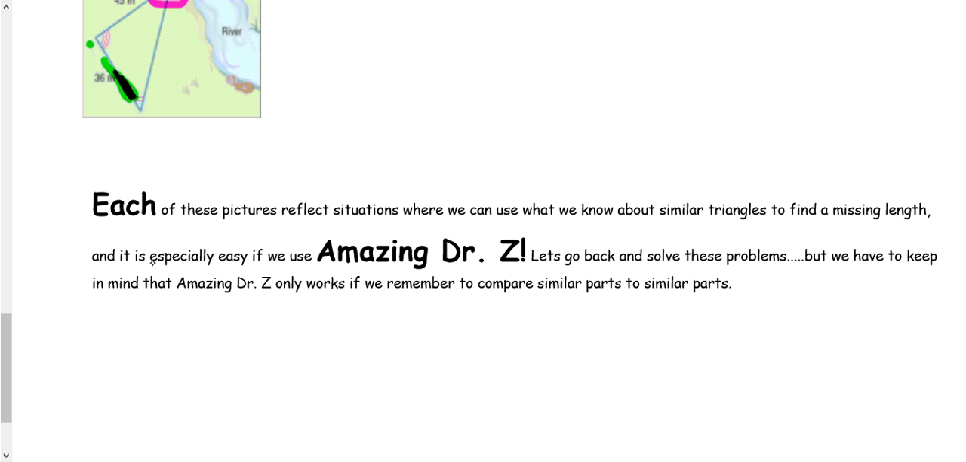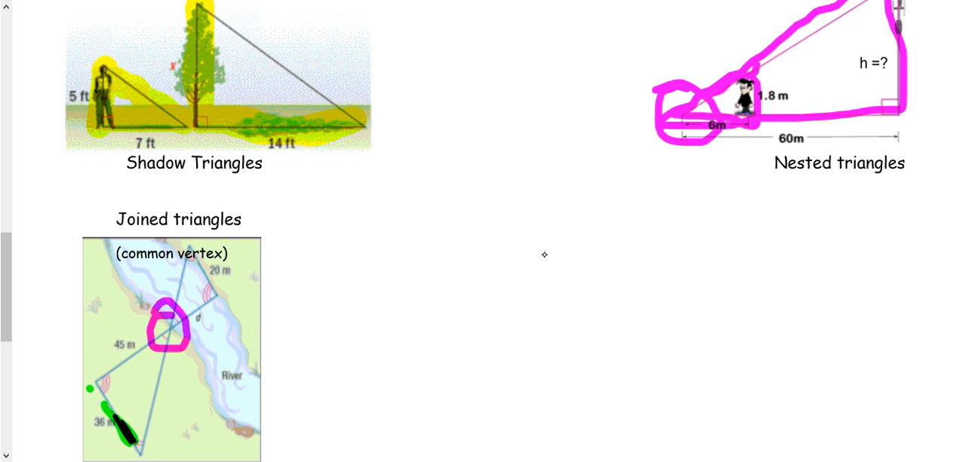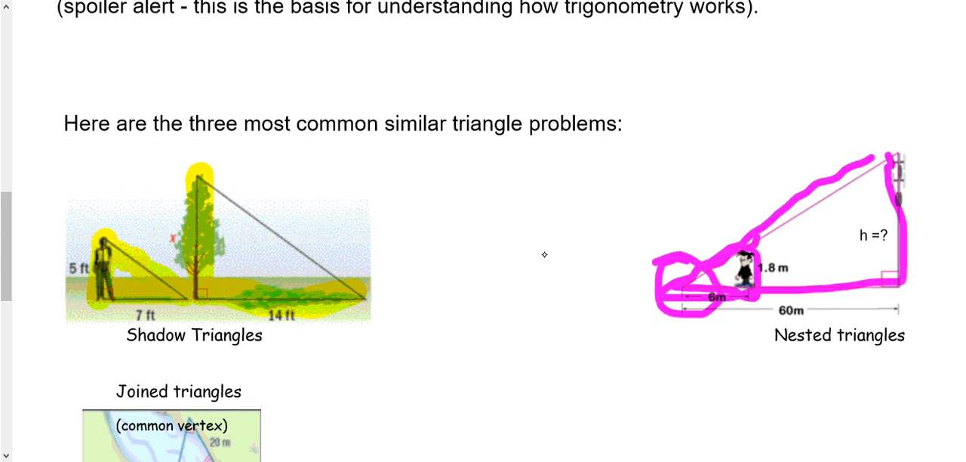Okay. So each of these pictures reflects situations where we can use what we know about similar triangles to find a missing length. And it's especially easy if we use it, you got it, amazing Dr. Z. So let's go back and solve these problems, but we have to keep in mind that amazing Dr. Z only works if we remember to compare similar parts to similar parts. So that means corresponding parts to corresponding parts. Okay, so here we're going to do this first one, the shadow triangles.